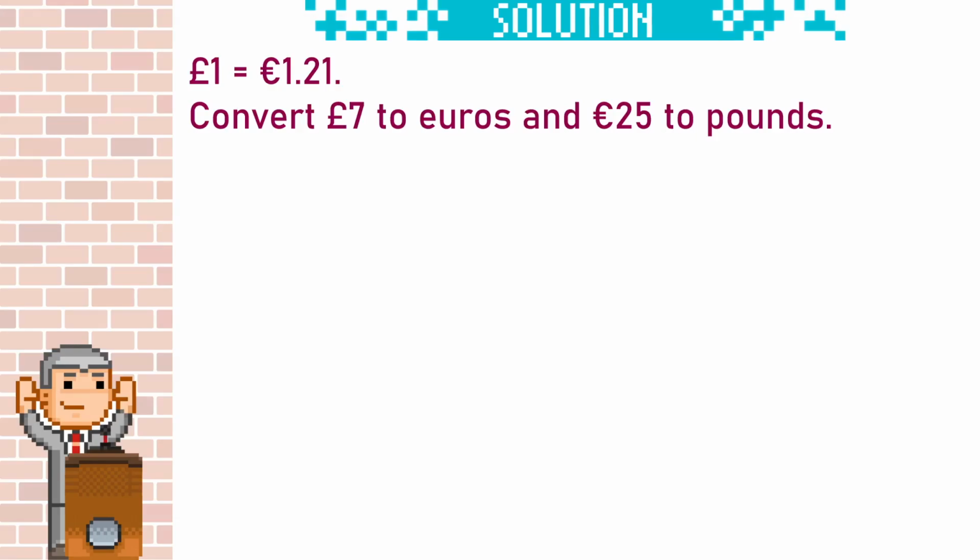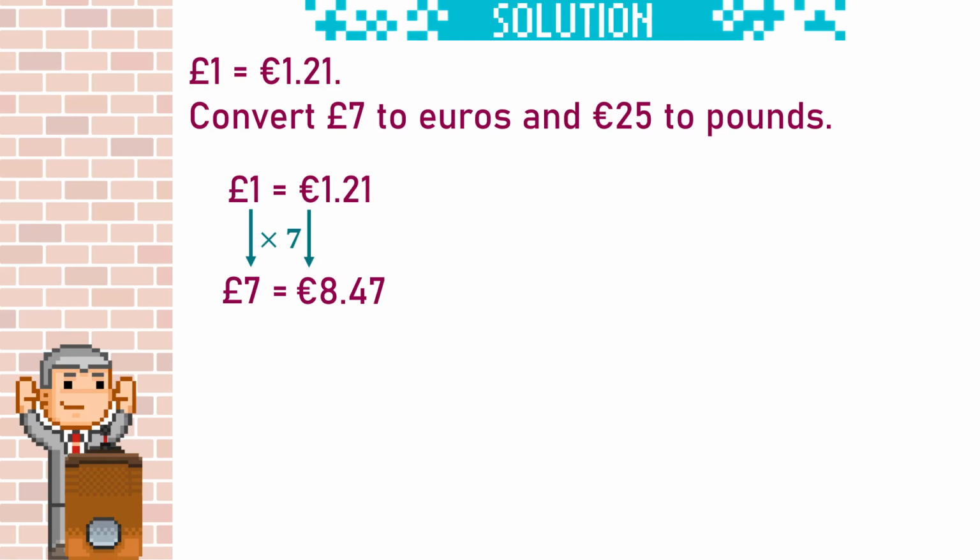In this question we're told that £1 is the same as 1.21 euros, and we're asked to convert £7 to euros and 25 euros to pounds. We're going to start by converting the £7 to euros because the exchange rate is set up really nicely to be able to do that. Because we've got £1 and we're asked for 7, we just multiply the 1 by 7 to get £7. We can also do the same to the right hand side. 1.21 times 7 will give us €8.47.